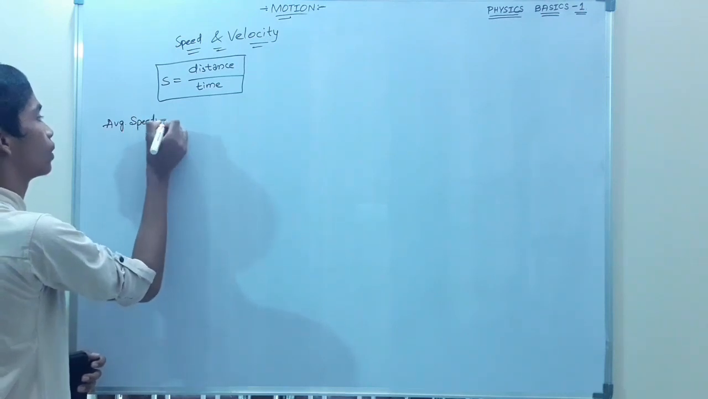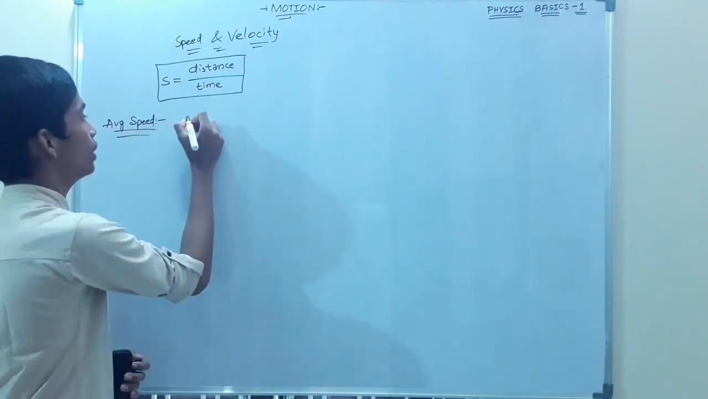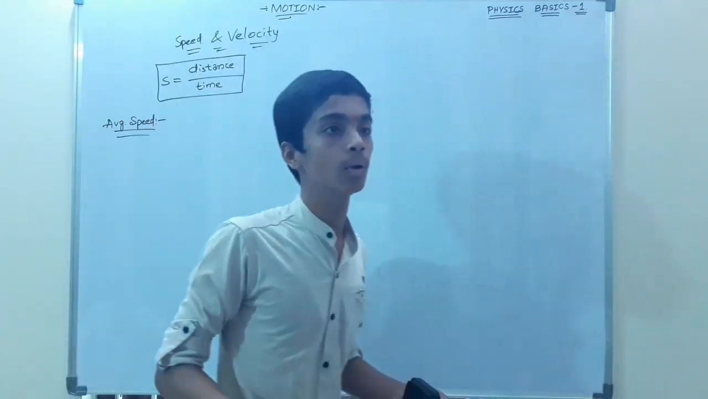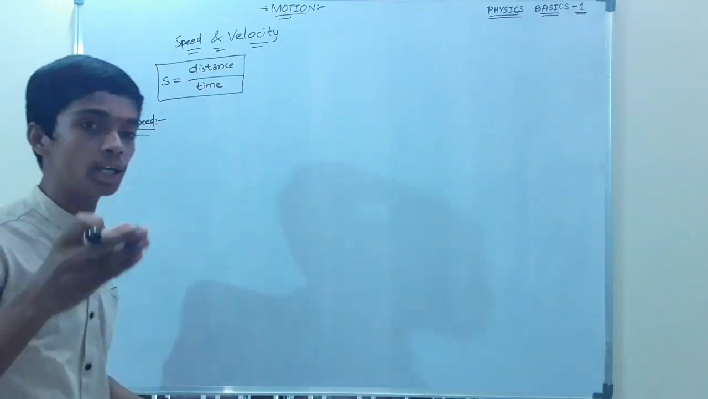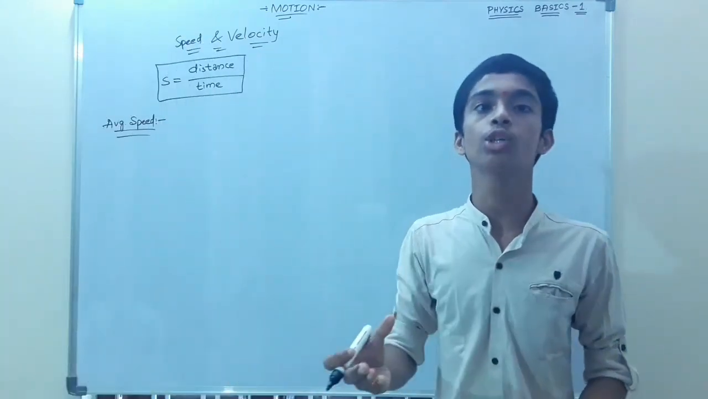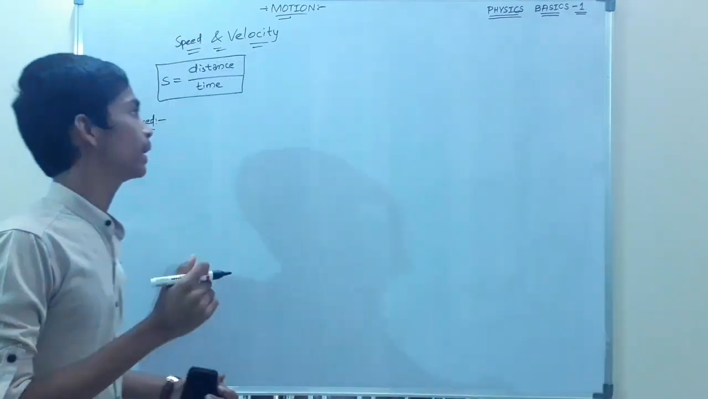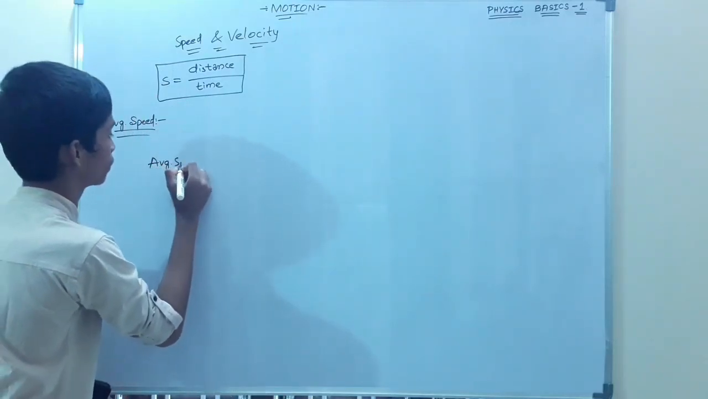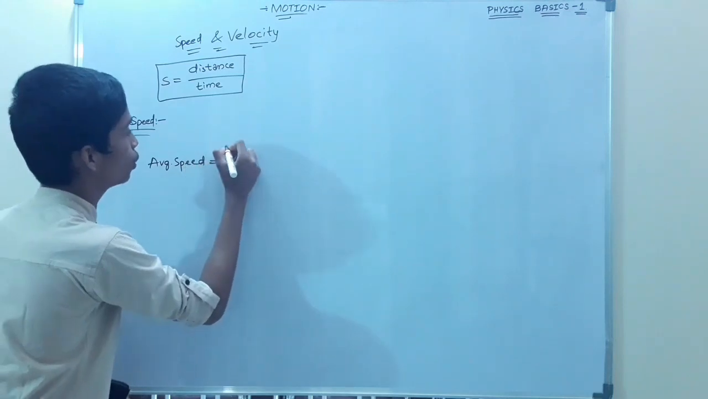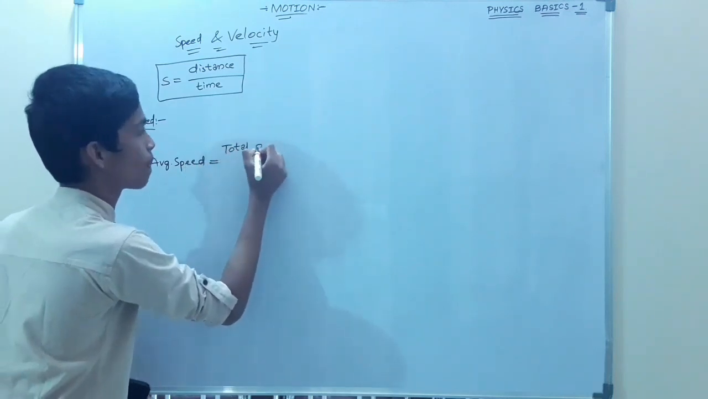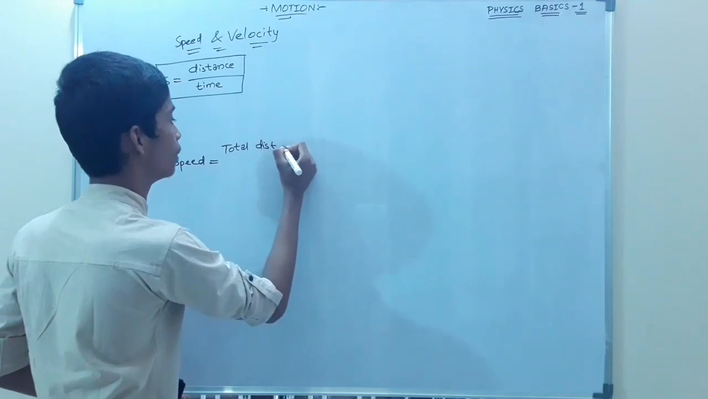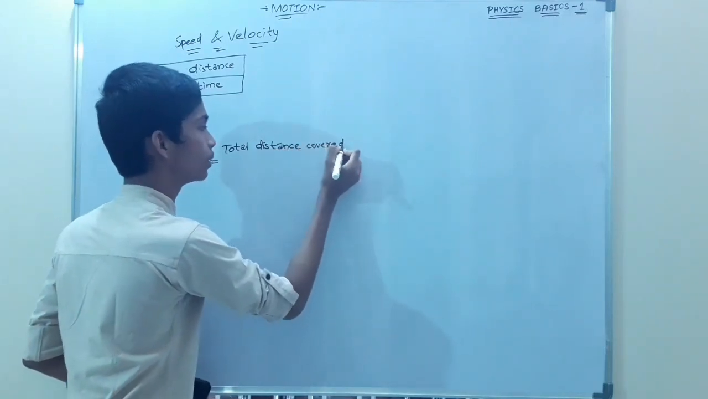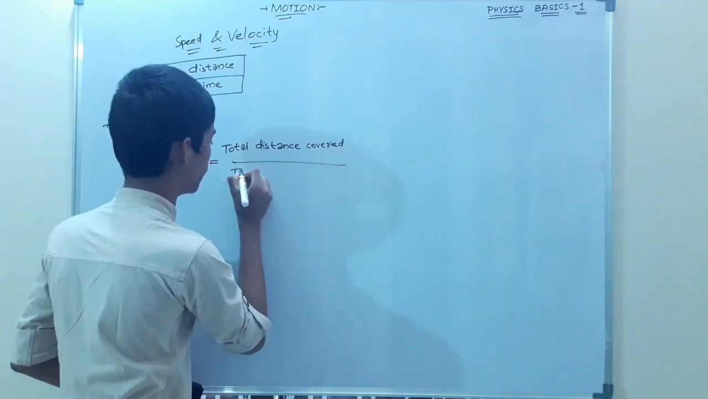It is defined as the ratio of the total distance covered to the total time taken, that is, average speed is equal to total distance covered by the total time taken.